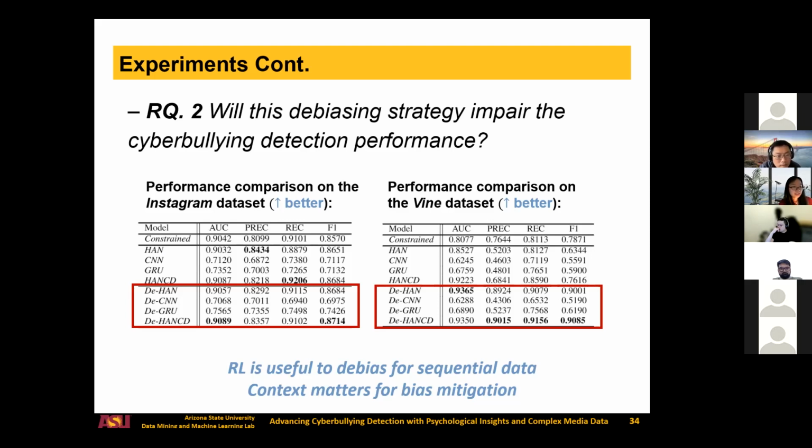our model is that reinforcement learning can be very useful to debias for sequential data, as it's all about making dependent decisions. And this also further indicates that the context plays a significant role in bias mitigation. And this is also shown by previous works in the bias and fairness literature.